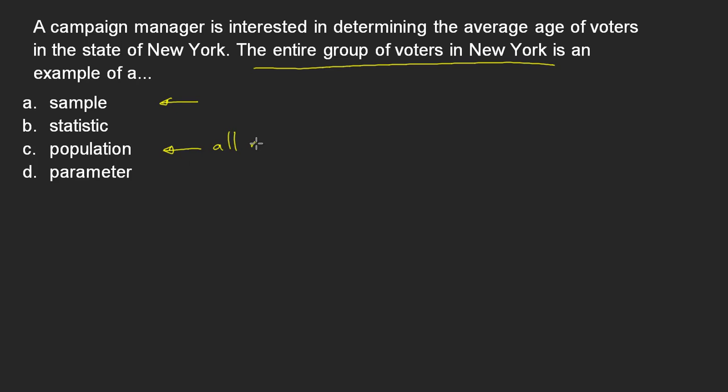Now, one of the most basic distinctions you're going to need to make in this course is between populations, which include all members of the group that you're focused on, or you could say the entire group, as we've done here, whereas a sample deals with any subset, any smaller group from within the population.